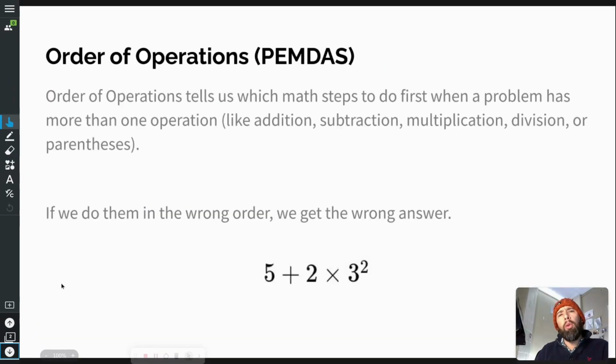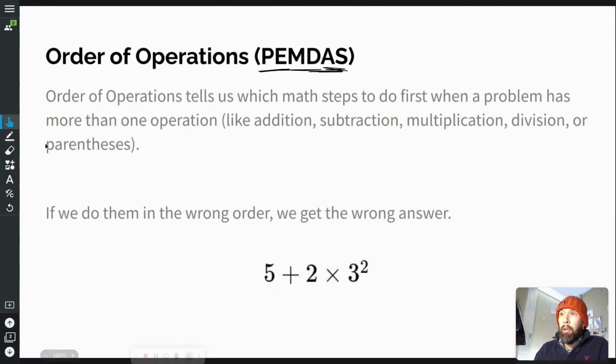Now, what is the order of operations? Well, the order of operations is also called PEMDAS. Please excuse my dear Aunt Sally. Order of operations tells us which math steps to do first. When a problem has more than one operation, like addition, subtraction, multiplication, division, or parentheses, you have to do them in a specific order.